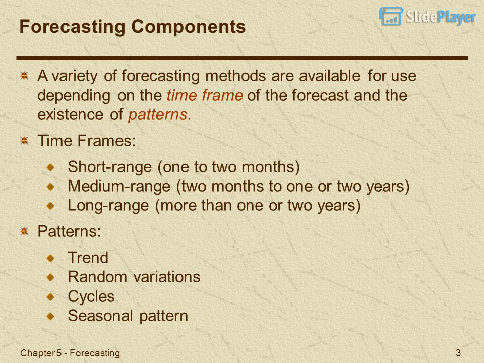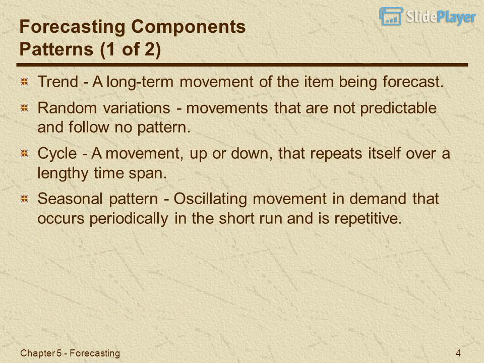Forecasting Components. Patterns, 1 of 2. Trend, a long-term movement of the item being forecast. Random variations, movements that are non-predictable and follow no pattern. Cycle, a movement, up or down, that repeats itself over a lengthy time span. Seasonal pattern, oscillating movement in demand that occurs periodically in the short run and is repetitive.